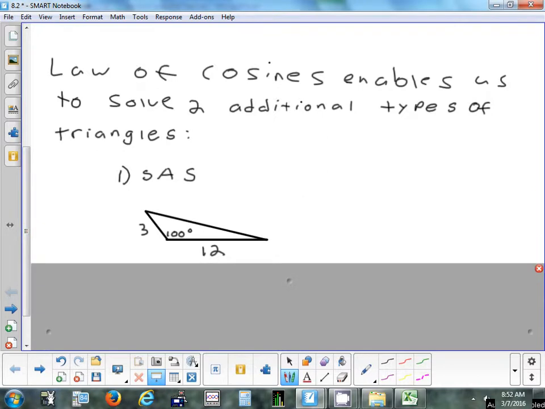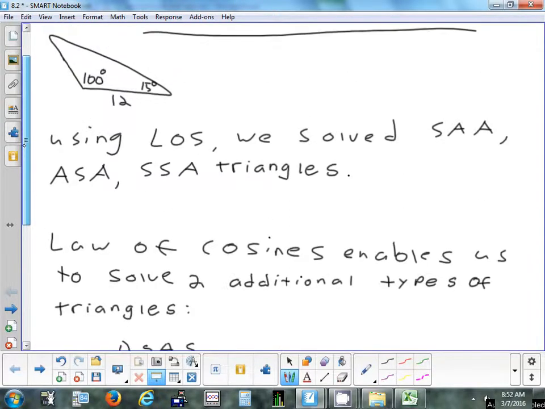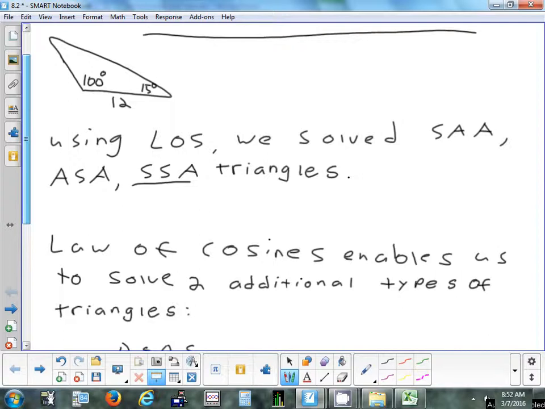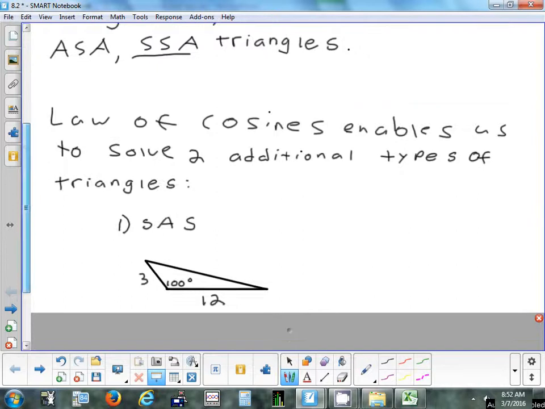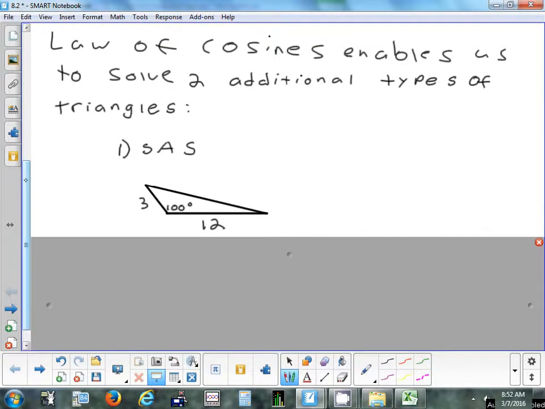Side angle side looks like this. It's where you're given two sides and an angle, but the angle is between the two sides. If the angle wasn't between the two sides, then it becomes a problem we did last week: side, side angle. That's the case that we don't like to deal with using law of sines, because you could have 0, 1, or 2 solutions. We didn't do a lot of work with the two solution case, but if we can avoid this case, we always try to avoid it. And we're going to be able to with law of cosines.